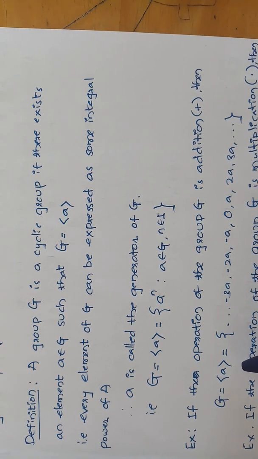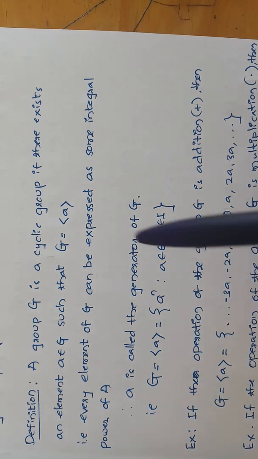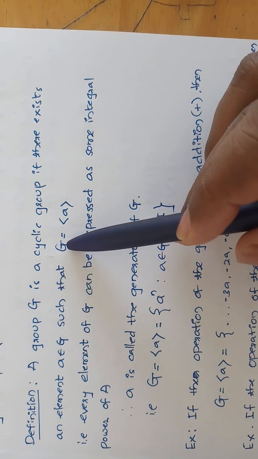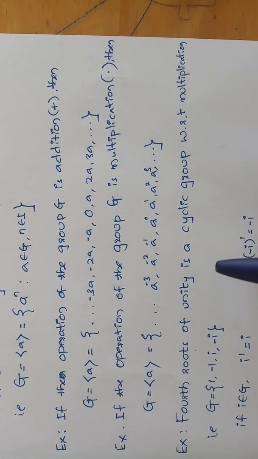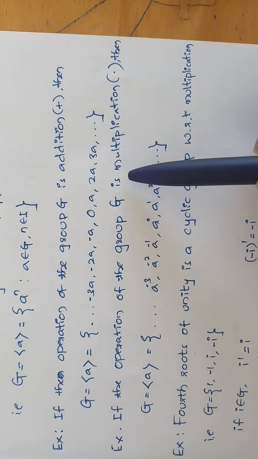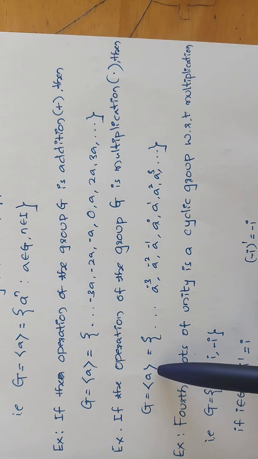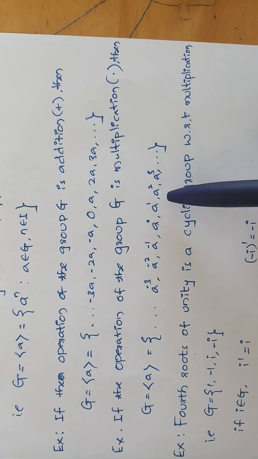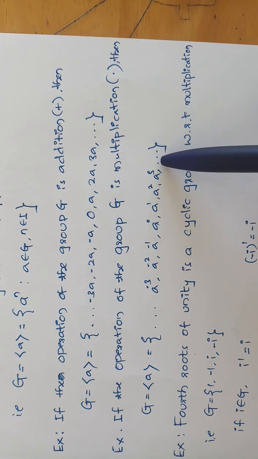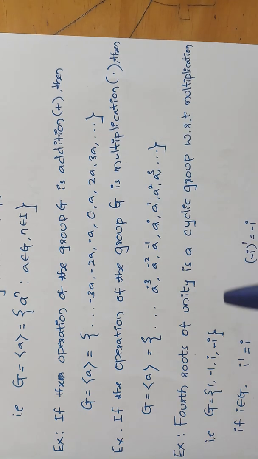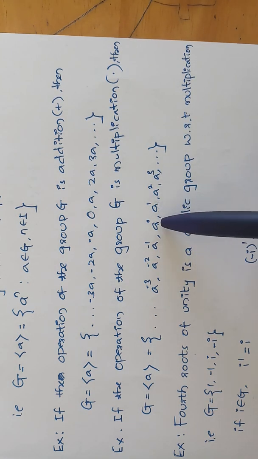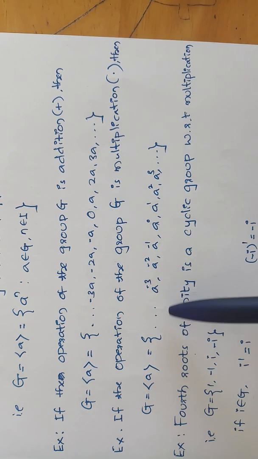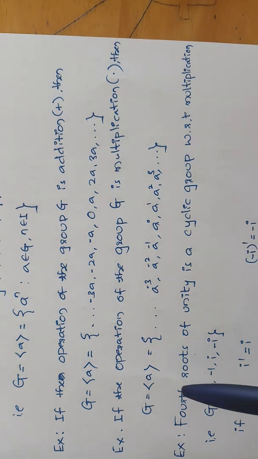So the definition of a cyclic group is, there exists an element a belongs to G such that G is equal to the cyclic group of a. Here this element a generates all the elements of the group. Another example: if the operation of the group is multiplication, then a generates a to the power 1, which is a. Multiply by another a, it becomes a squared, then a cubed, like that you get a^4, a^5, a^6, and so on up to infinity. If you multiply by a to the power minus 1, you get a to the power 0, a to the power minus 1, minus 2, minus 3, like that. So you generate all the elements from a.